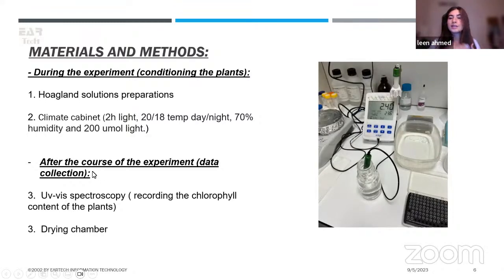Now for the data collection portion of the methods, the first one was UV-VIS spectroscopy. This method basically records the chlorophyll content of the plants. So when the plants had grown, let's say after 4 months, we already saw plants growing. We collected them, we harvested them, and we cut the leaves. And we put them under UV-VIS spectroscopy to count the amount of chlorophyll inside.